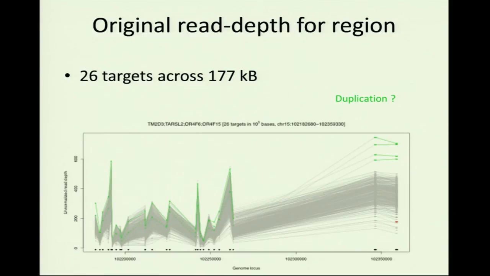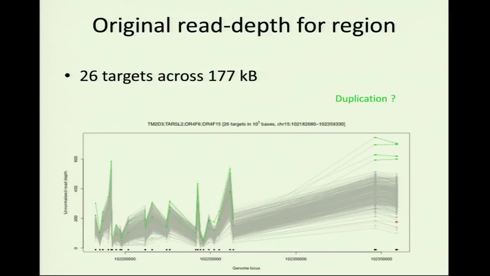Just as an example, a zoomed in example of what this type of data actually looks like. Here what we have on the x-axis is genomic coordinates for almost 200 kb. It's 26 targets, 26 exons. There are a bunch of different genes, but here it doesn't even matter which genes they're coming from. What you see on the y-axis is just unnormalized read depth, literally the output from GATK depth of coverage walker.